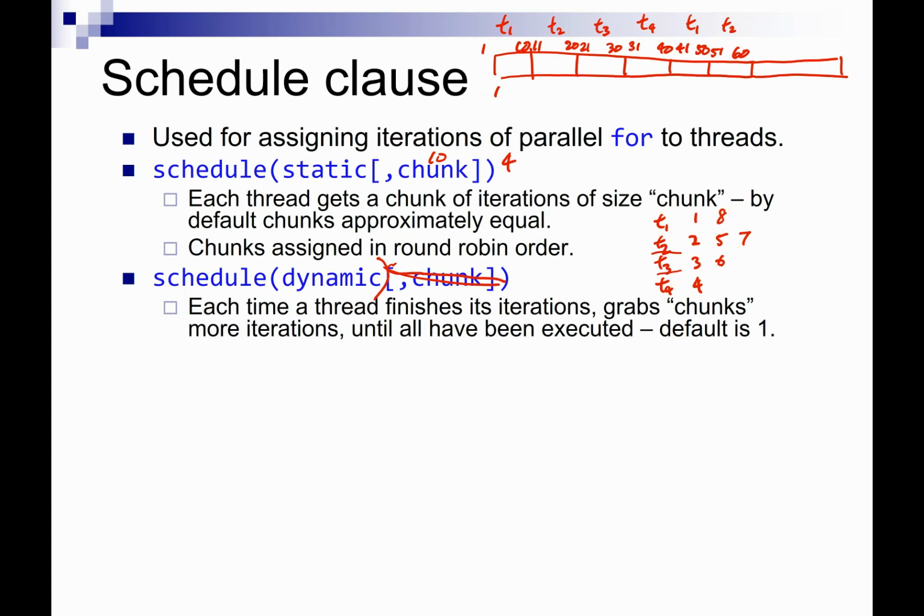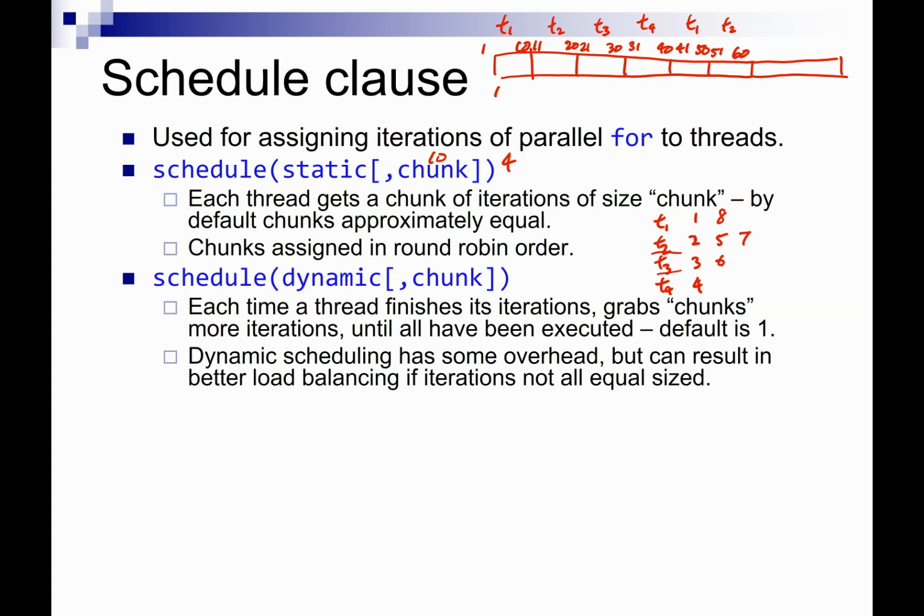So for the dynamic schedule, you assign the iterations to the threads, but whoever finishes their assigned iterations first is going to grab more iterations. The number of iterations he grabs is given by this chunk parameter. By default, he's going to grab one new iteration, but if you set chunk to be like 10, then he's going to grab 10 iterations.